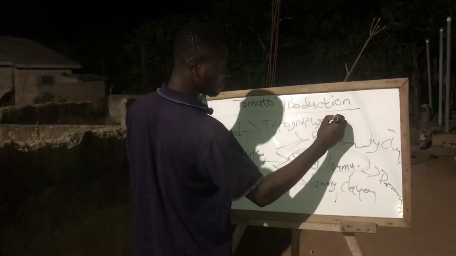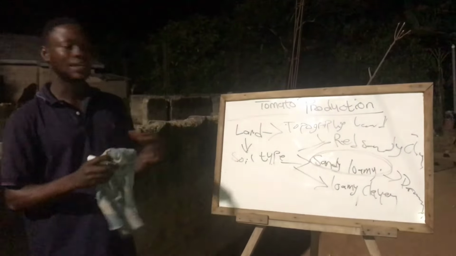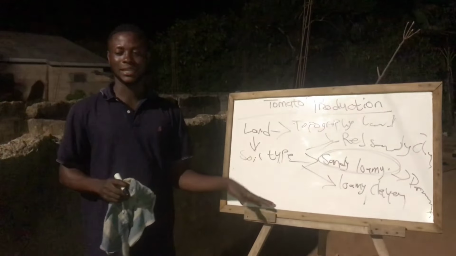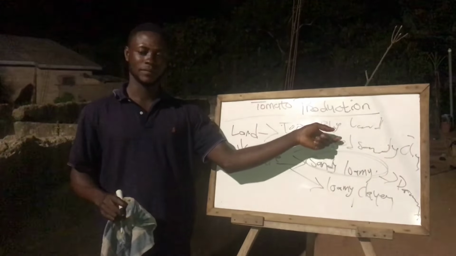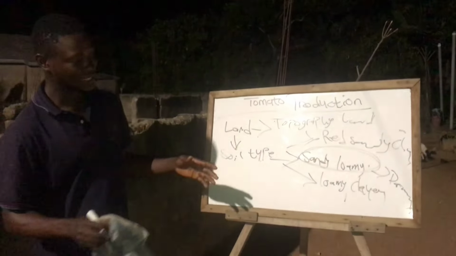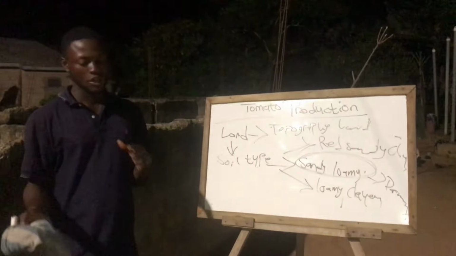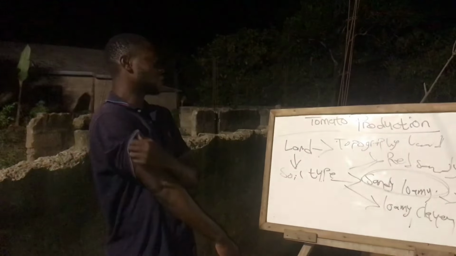The topography of the what? Of the land. So that's why I said, if we are dealing with the land, there's a whole lot of things that go under the land. You consider the soil type, you consider the topography. When we talk about the topography, it simply means the nature of that particular land.